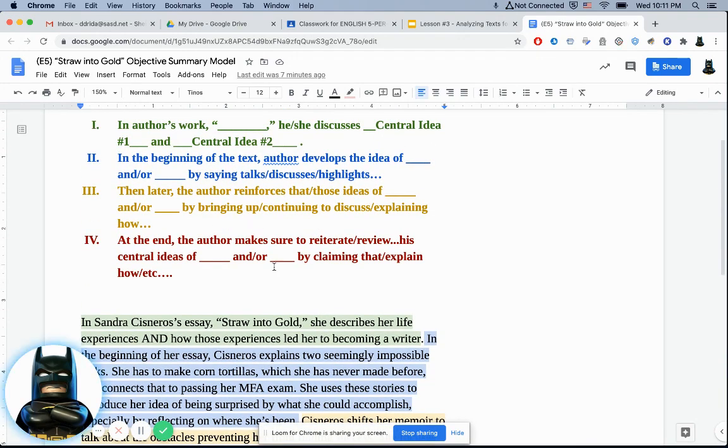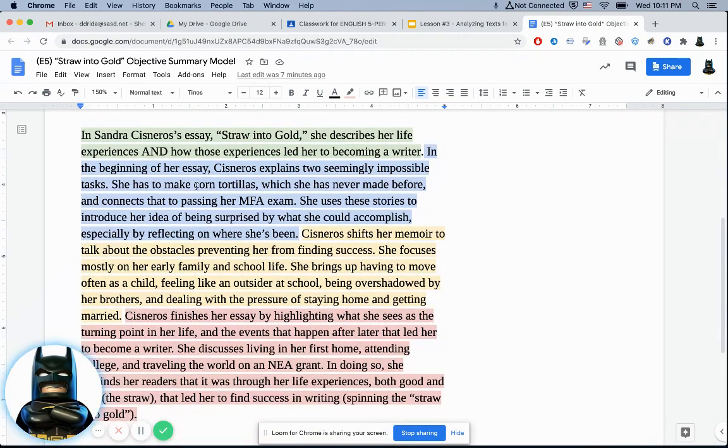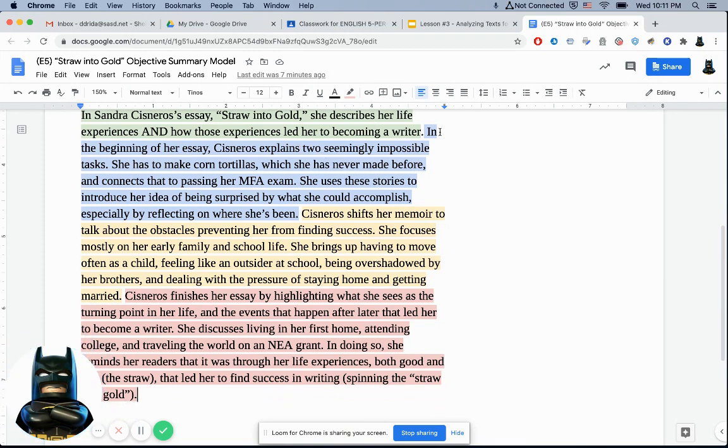So we have here the same central idea statement that was in the chart. In Sandra Cisneros' essay, Straw into Gold, she describes her life experiences and how those experiences led her to become a writer. And then transition. In the beginning of her essay, Cisneros explains 2 seemingly impossible tasks. She has to make corn tortillas, which she has never made before, and connects that to passing her MFA exam. She uses these stories to introduce her idea of being surprised by what she could accomplish, especially by reflecting on where she's been.